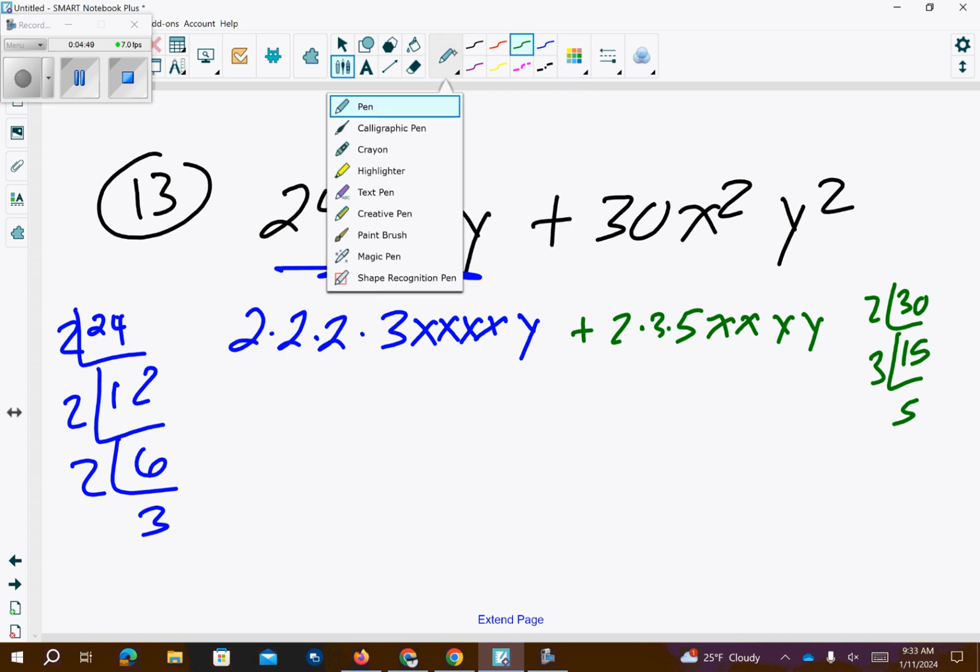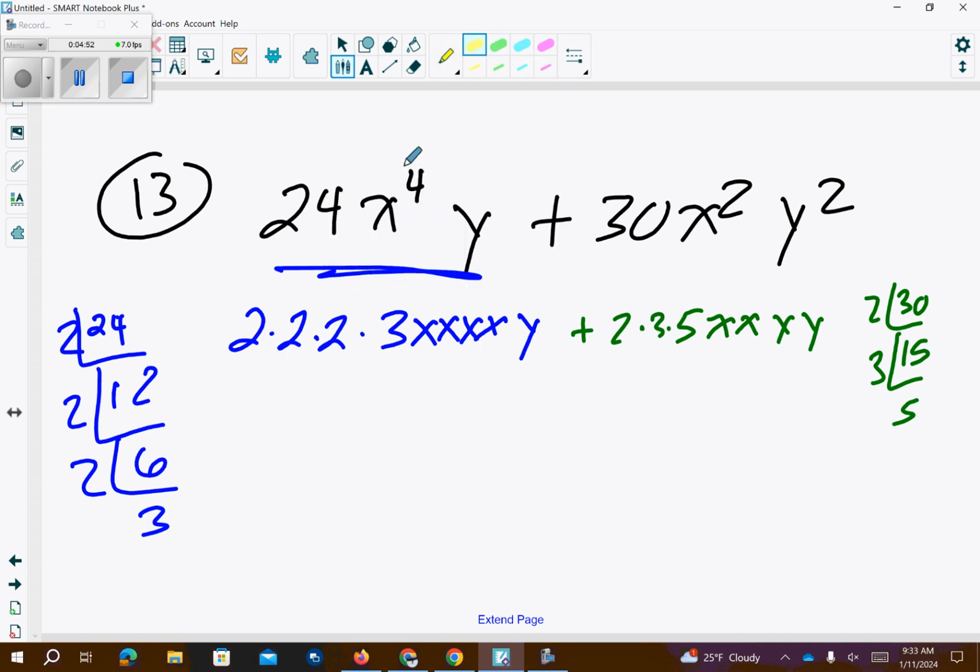And then let's highlight what we have in common. I have a 2 in common and a 2 in common. I also have a 3 in common and a 3 in common. I have an X and an X, an X and an X, and that's it. And then I have a Y and a Y. So what I've highlighted between those terms that are completely broken down, what I have in common between the two is a 2, a 3, an X, and a Y.